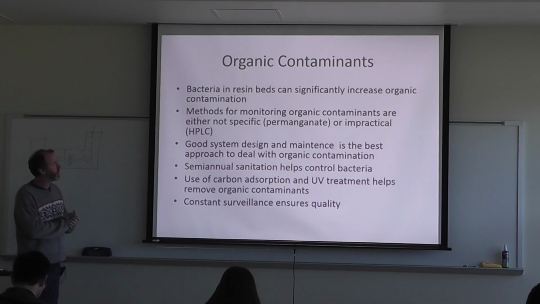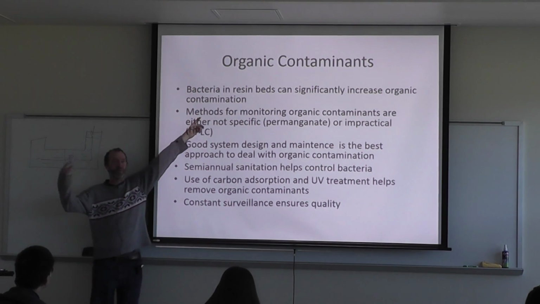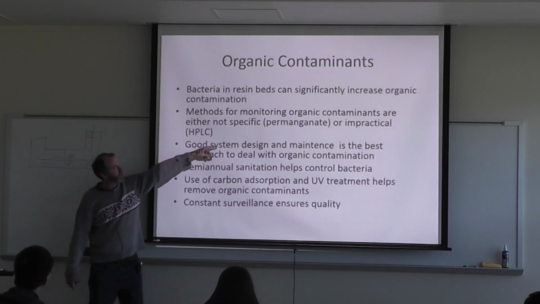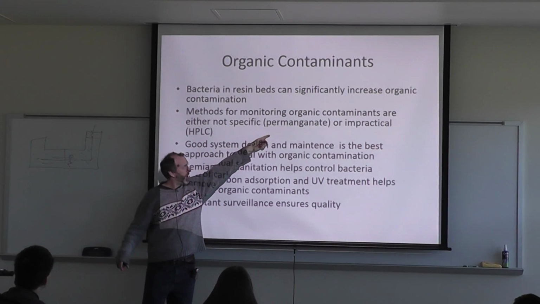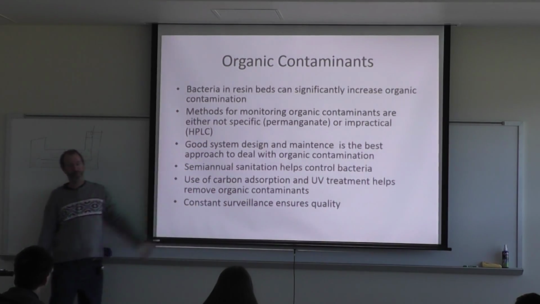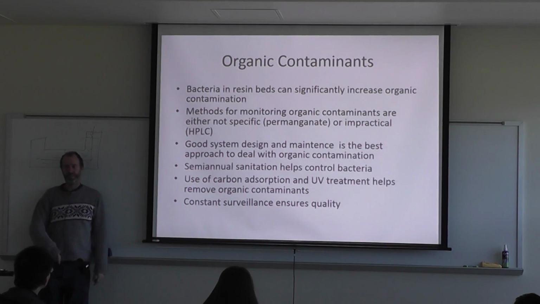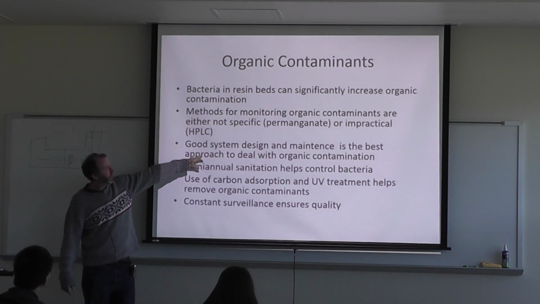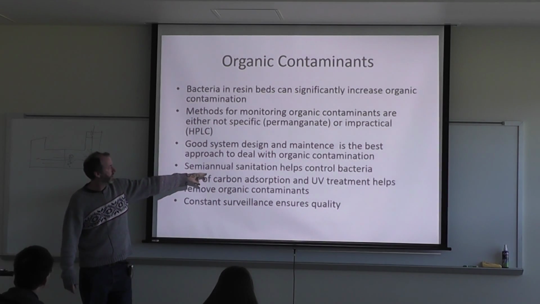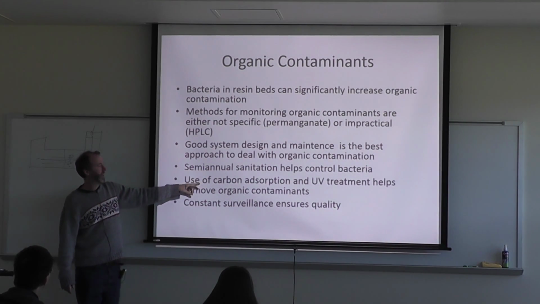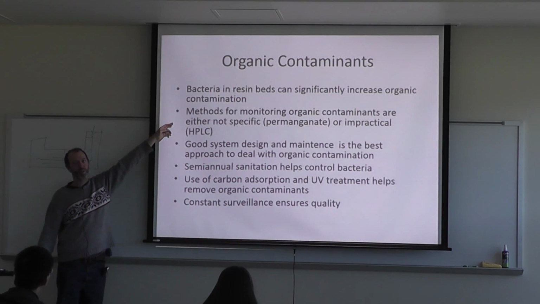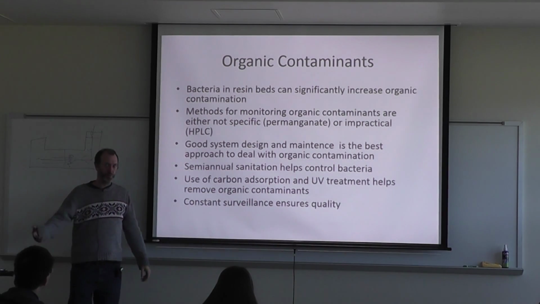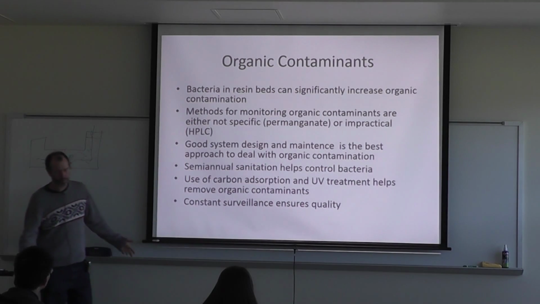Organic contaminants, generally bacteria in resin beds, will increase your organic contaminants. The methods for monitoring organic contaminants are either not specific, such as permanganate, or impractical, using HPLC. We can test the water and see what shows up after you run it through HPLC. Good system design and maintenance is the best approach to deal with organic contamination. Semi-annual sanitation helps control bacteria, and that's pretty much where you're going to get the organic contamination from, bacteria. And use of carbon absorption and UV treatment will help remove those also. Constant surveillance ensures quality.